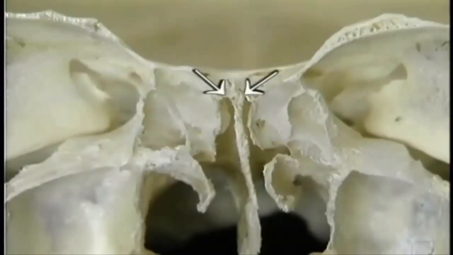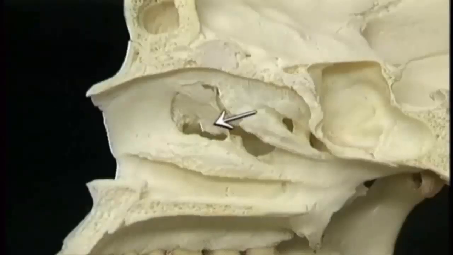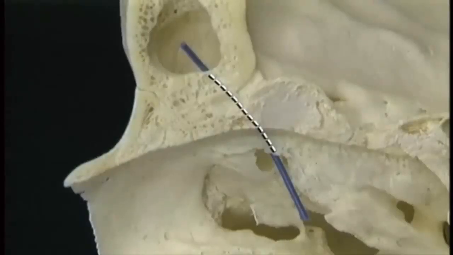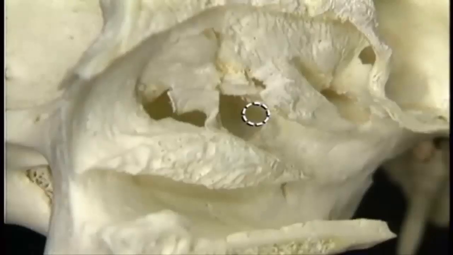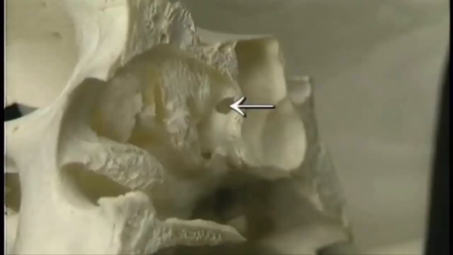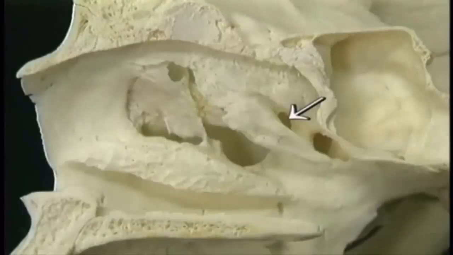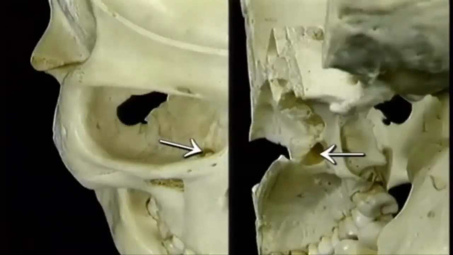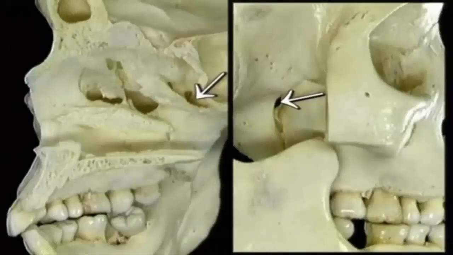Here are the cribriform plates, the uncinate process, and the vomer. Here are the frontonasal duct, the openings for the maxillary sinus, the sphenoid sinus, and the ethmoid air cells, posterior and anterior. Here are the openings for the nasolacrimal duct and the sphenopalatine foramen.